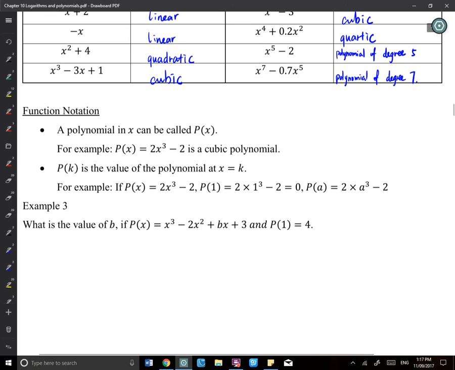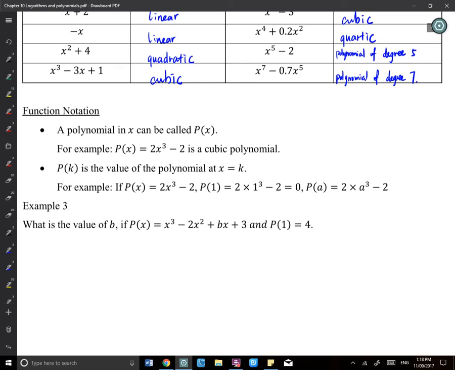Alright, next one is called function notation. Function notations are very important. We use function notation a lot in Year 11. We do not use y equals something. Later we use f(x) equals something or p(x) equals something. Let's have a look at this notation.